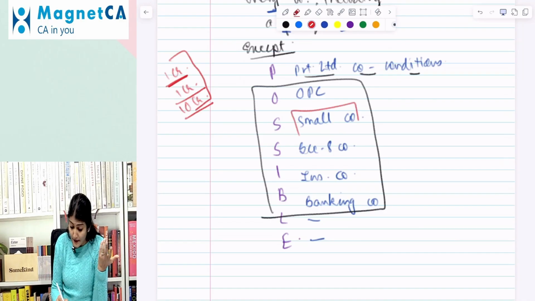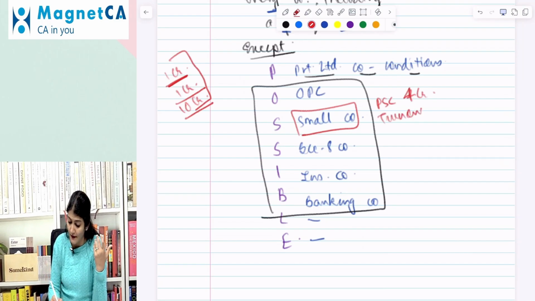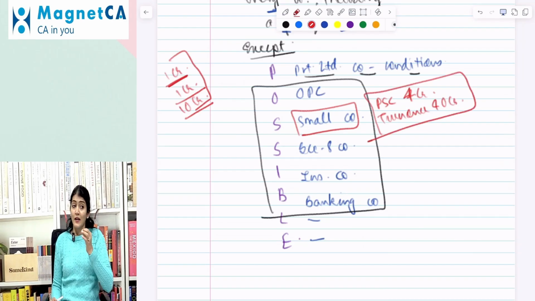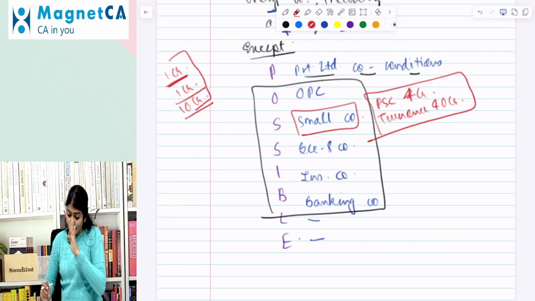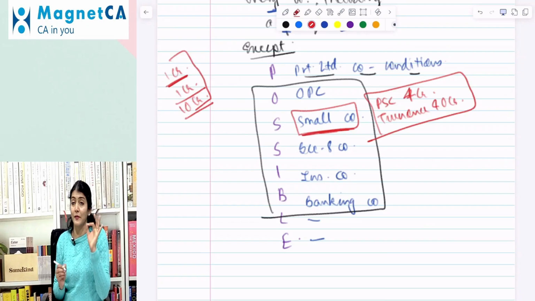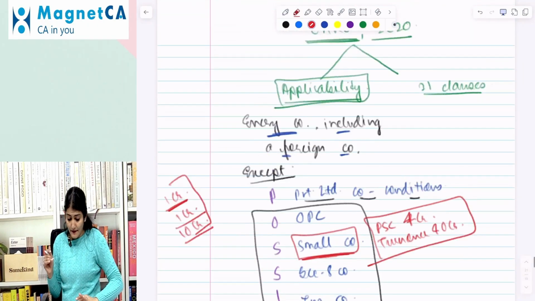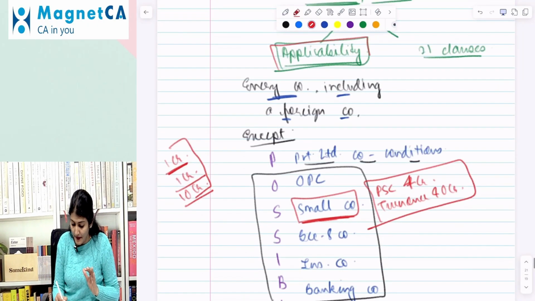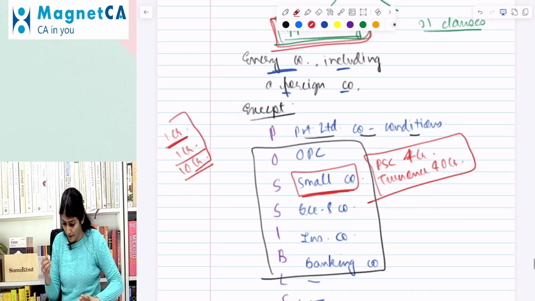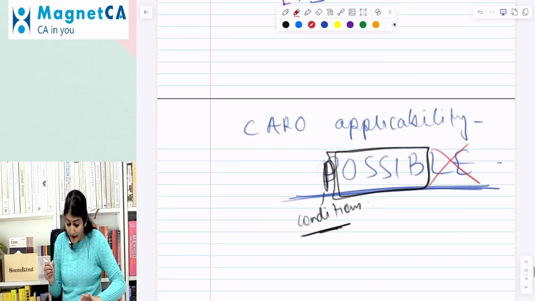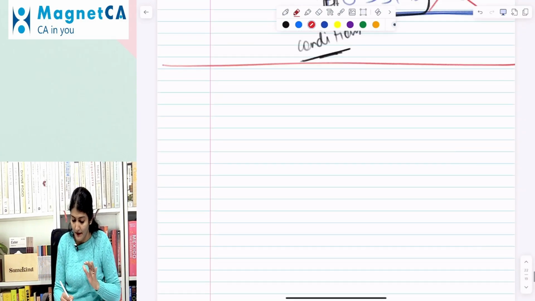And small company, what is the definition? Paid up share capital should not be more than 4 crore and turnover should not be more than 40 crore. So if these conditions are fulfilled, it's a small company and then CARO is not applicable to that company. Clear? That is the applicability of the CARO. And now let's talk about the 21 clauses of the reporting under the CARO.